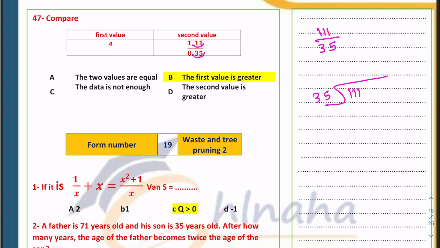111 equals how many 35s? Equals 3. 3 multiply 5, 15. 5 and carry up 1. 3 times 3, 9 and 1, 10. Subtract. 111 minus 105. It's 11 minus 5 will be 6. I have to put a decimal point, and here 0. 60 divided by 35 will be 1. So I'm sure that here it's 3.1 and some decimals. And here 4. So the first value is greater.